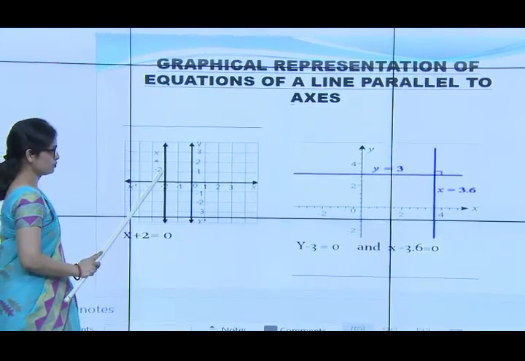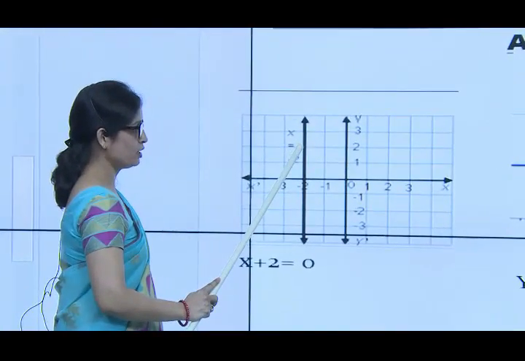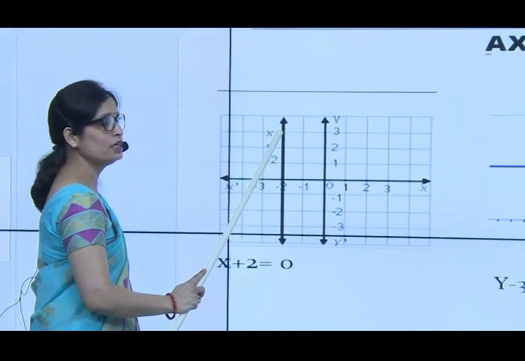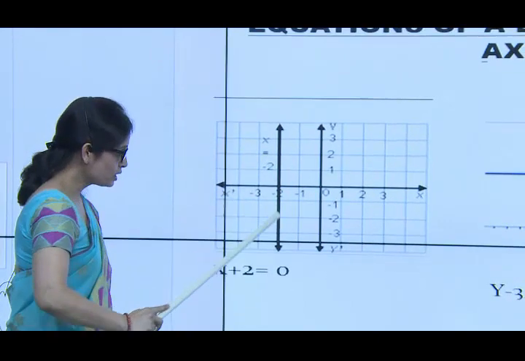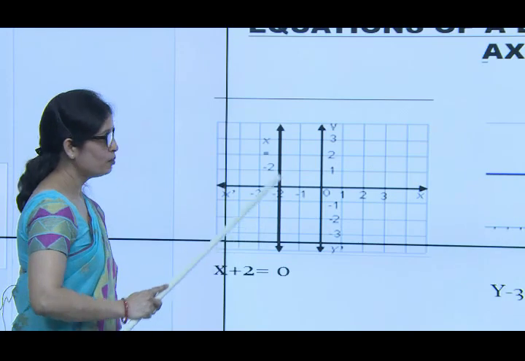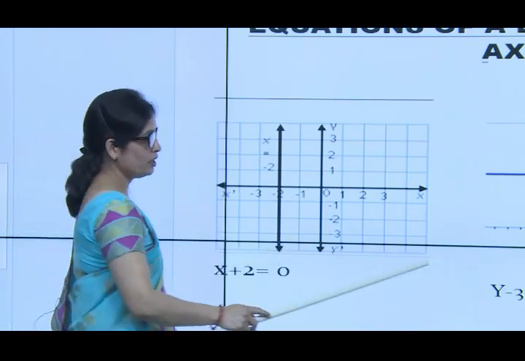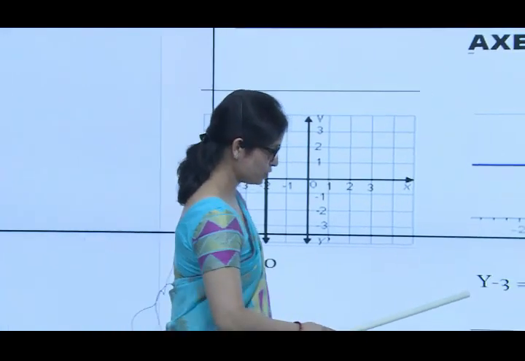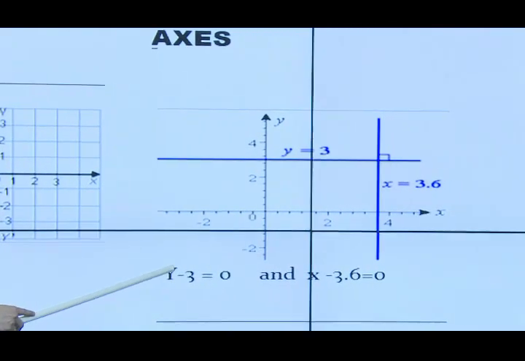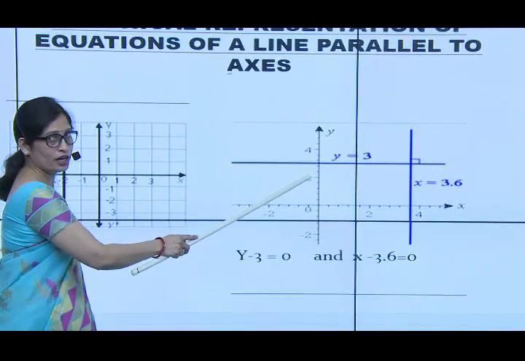Here if we mark this point, it will be (minus 2, 1). This point will be (minus 2, 2). This point is (minus 2, 3). So throughout this line, the x coordinate is the same, that is minus 2, but the y coordinate keeps changing. Similarly, if we see the graph of this type of equation, which is also an equation in one variable, first we write it in two variables, then we draw the graph.